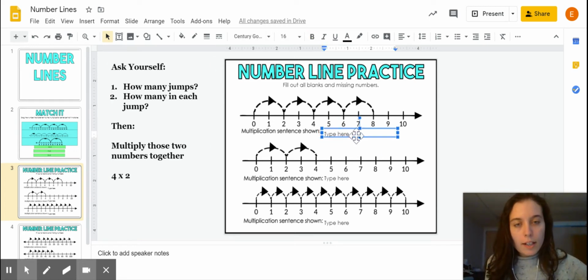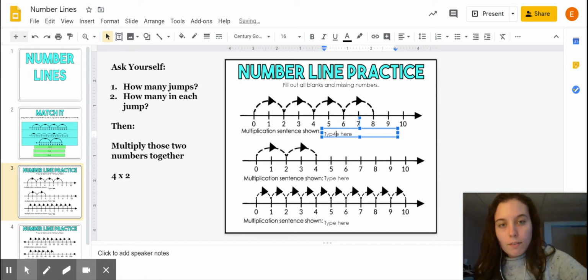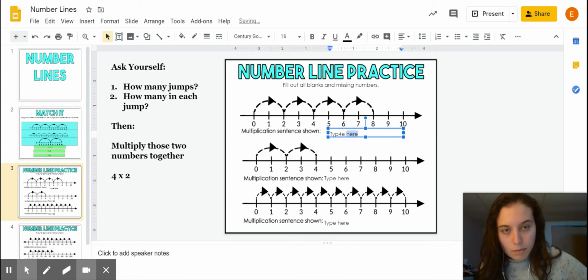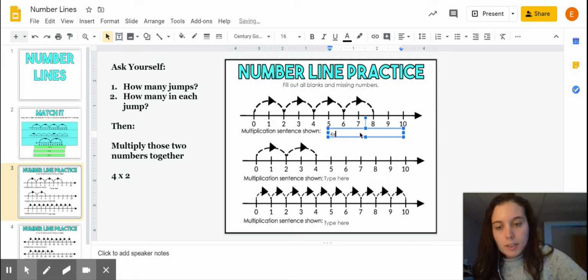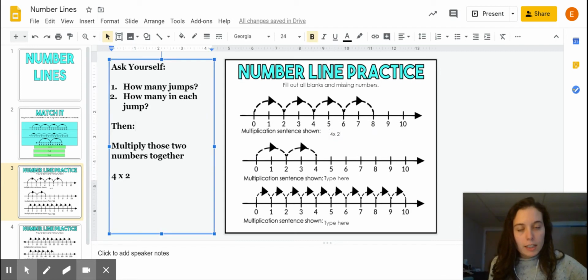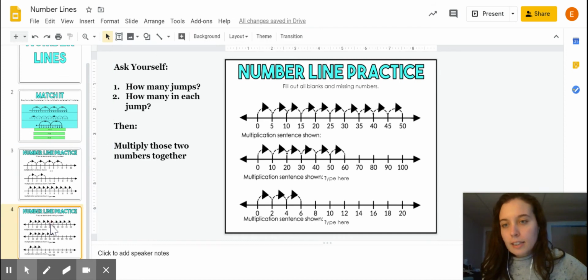You just click right in there and you type in 4. You have to just delete that part. 4 times 2, and that's how I know that you know the multiplication sentence. Okay, so do the next two yourselves, and then I'm going to show you the last slide, slide number 4.